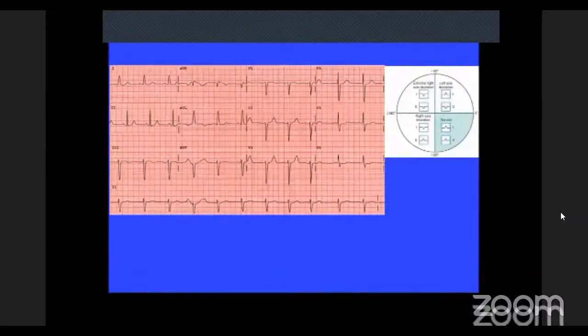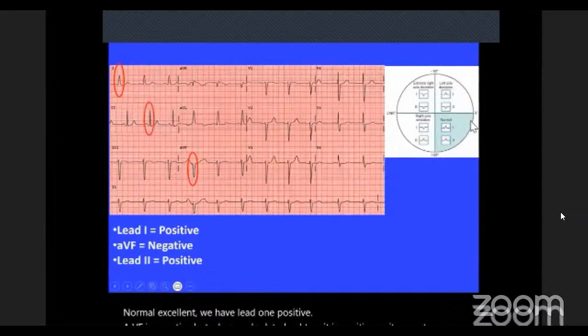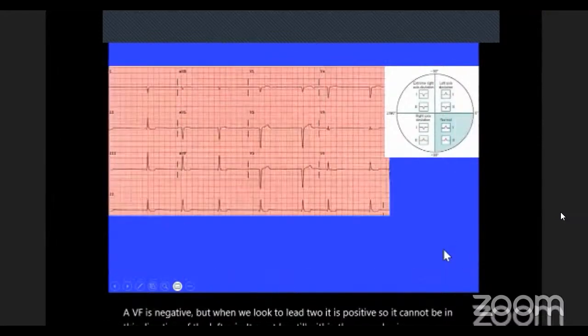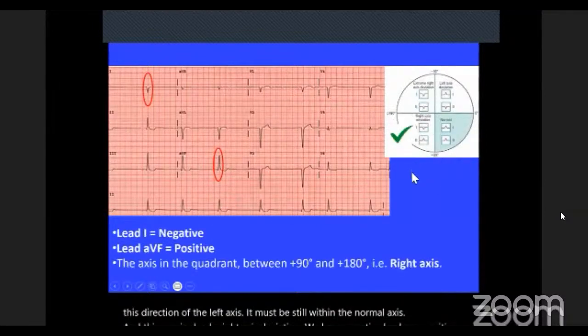Normal, excellent. We have lead 1 positive, AVF is negative, but when we look at lead 2, it is positive, so it cannot be in this direction of the left axis. It must be still within the normal axis. And this one is clearly right axis deviation. We have negative lead 1, positive AVF, so it is in this direction.